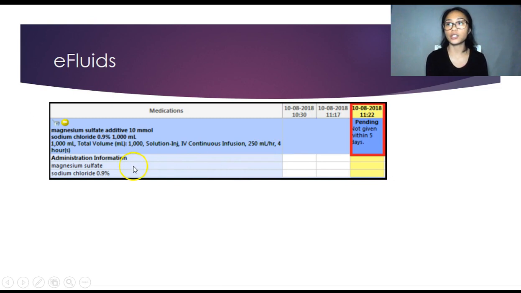So we have rate and duration, and again, if there's any additives, we're not doing that this week, in week 1. This just shows that it hasn't started yet, and so this is the fluid bag that you'll be starting.